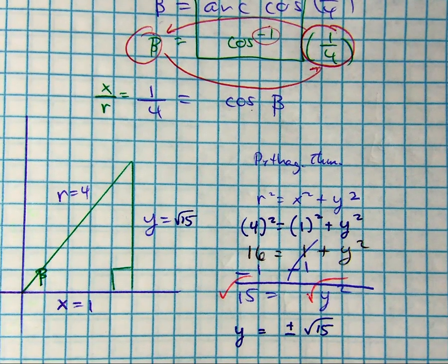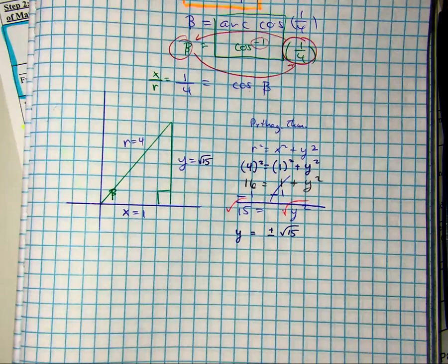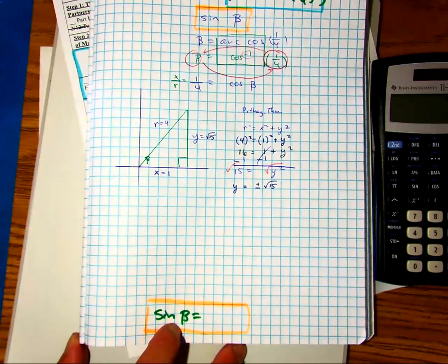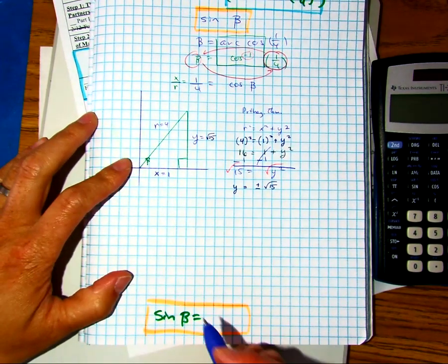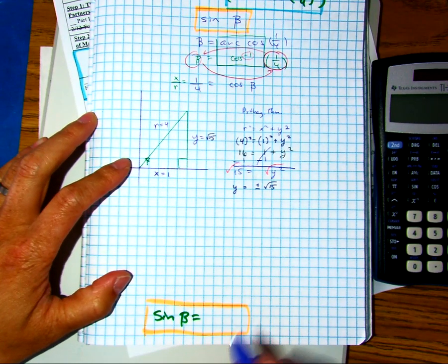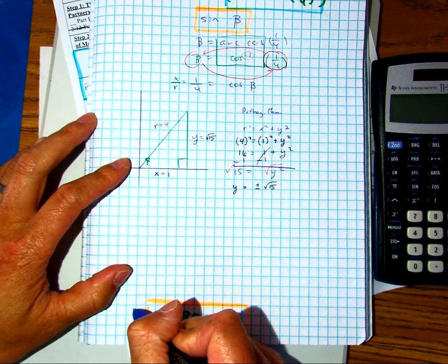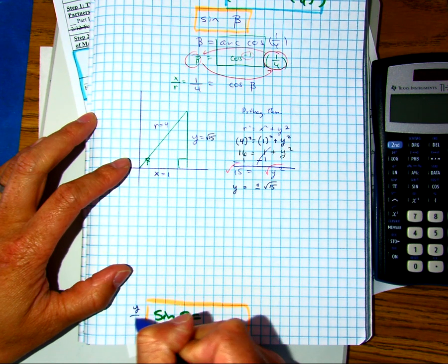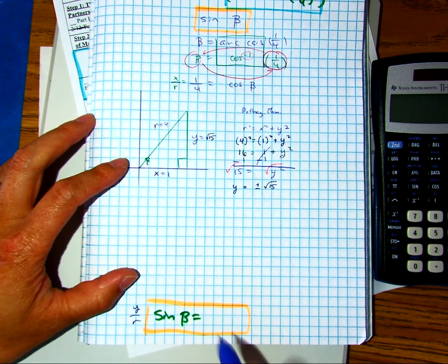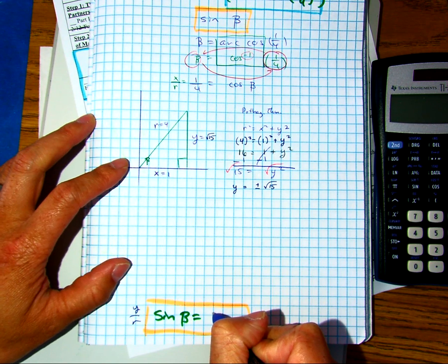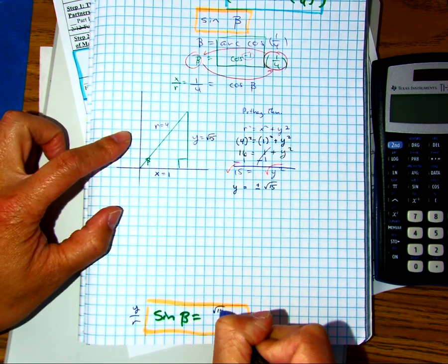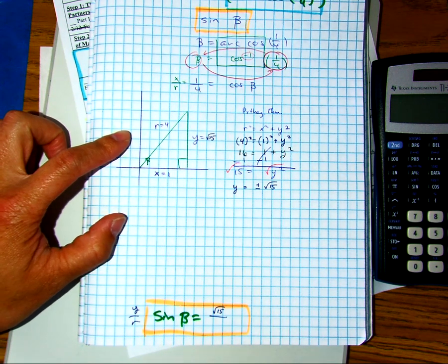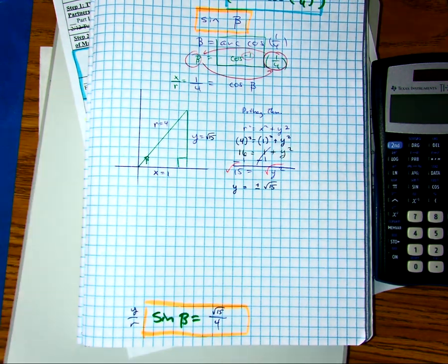We have this triangle now. I have all the sides of the right triangle, and we're supposed to find sine. Sine is which two letters? y over r. So y is what? Look here, a triangle. y is radical 15, and your r value is 4. So our answer is radical 15 over 4.